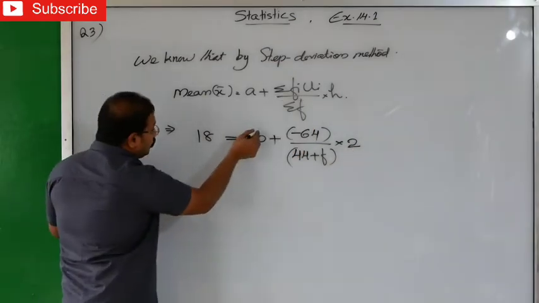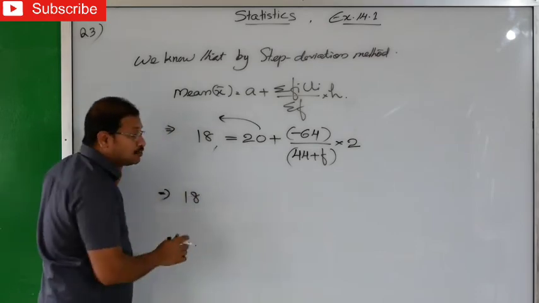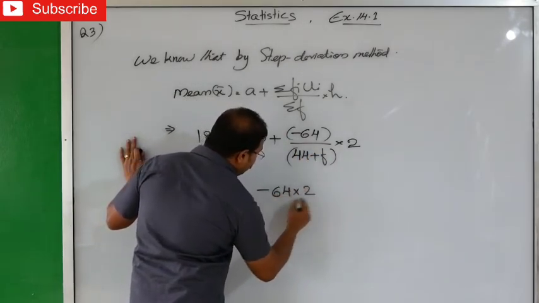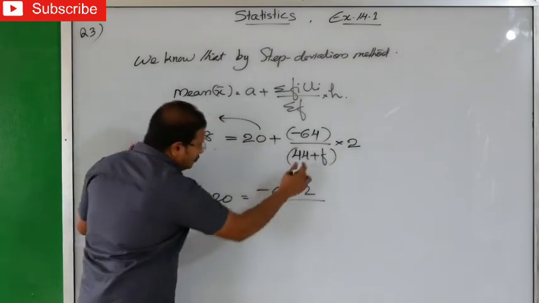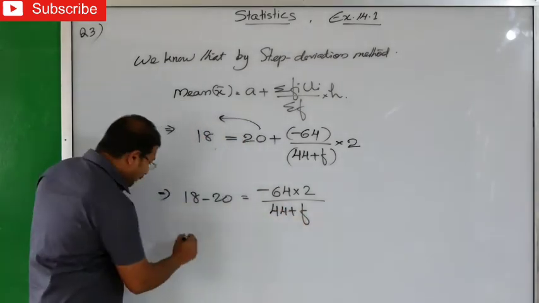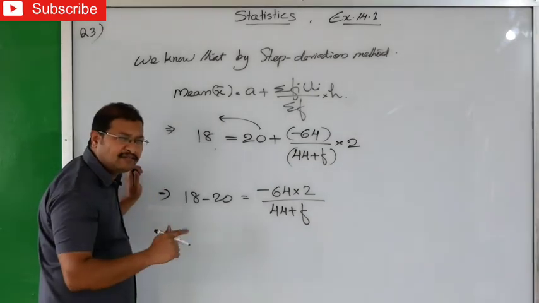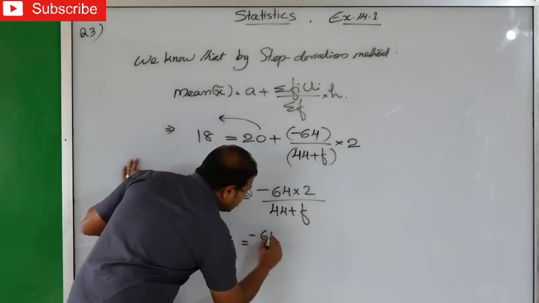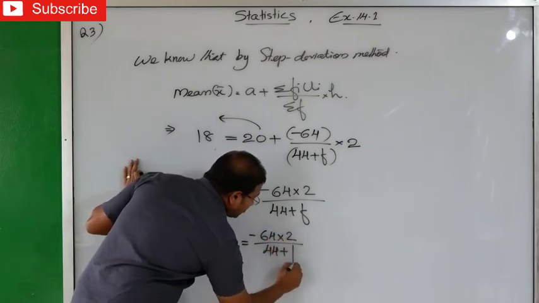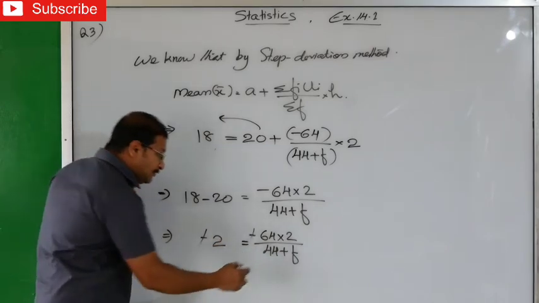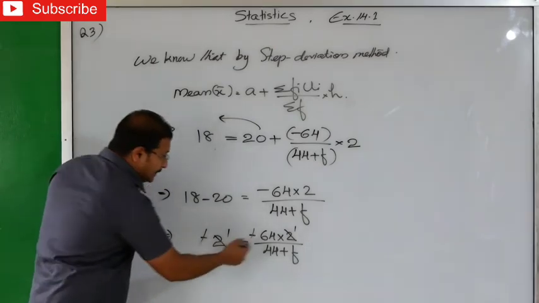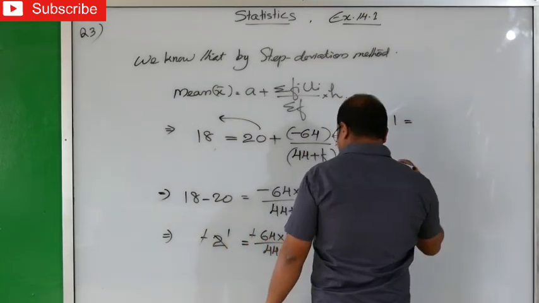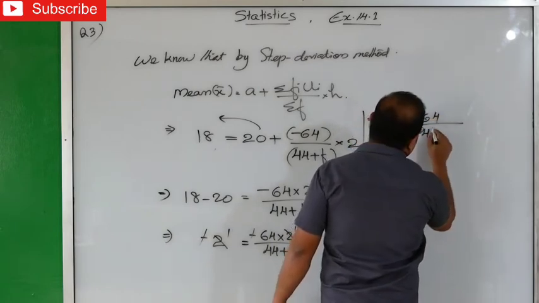Plus. Now what you will do? This 20 will carry to the next side. See, 18 minus 20 comes to the next side, equals minus 64 into 2 divided by 44 plus f. Now 18 minus 20. 20 minus 18, 2. But we know that the bigger number is minus, so minus 2. Minus 2 equals minus 64 into 2 divided by 44 plus f. Both sides minus will cancel. Even 2 ones are 2, we can cancel 2. So we got it now. This implies 1 equals 64 divided by 44 plus f.